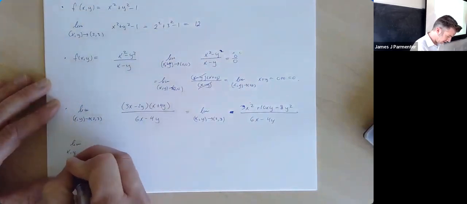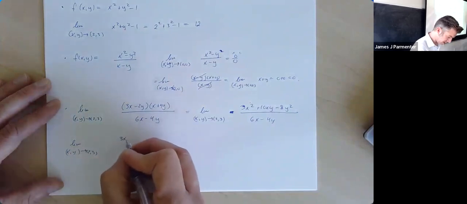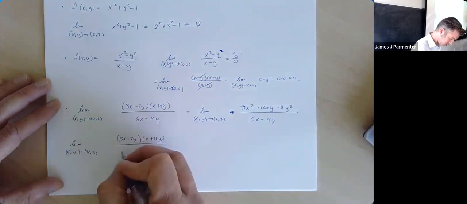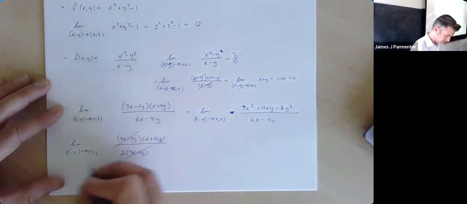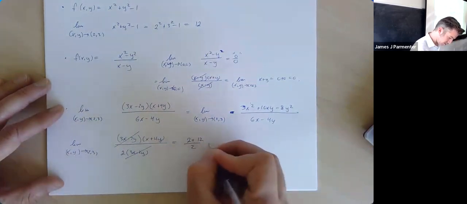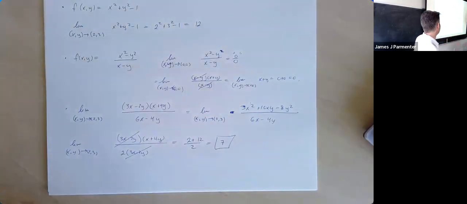Say the limit as x y approaches 2 comma 3 of 3x minus 2y times x plus 4y over 2 times 3x minus 2y. And then those cancel, and you plug in for the rest, and you get 2 plus 12 over 2, which is 7. And that's it.